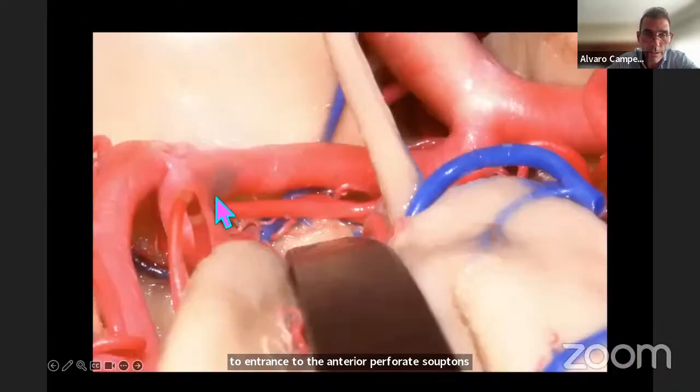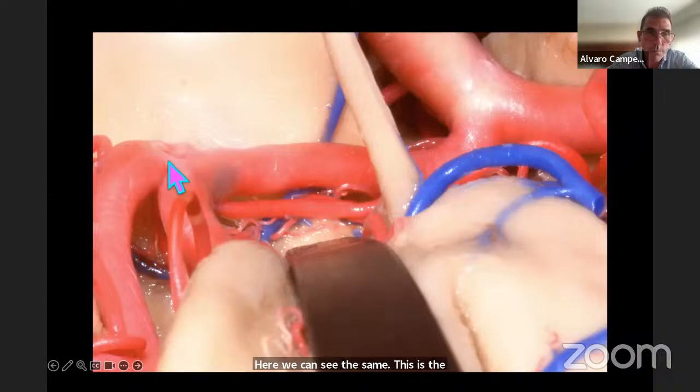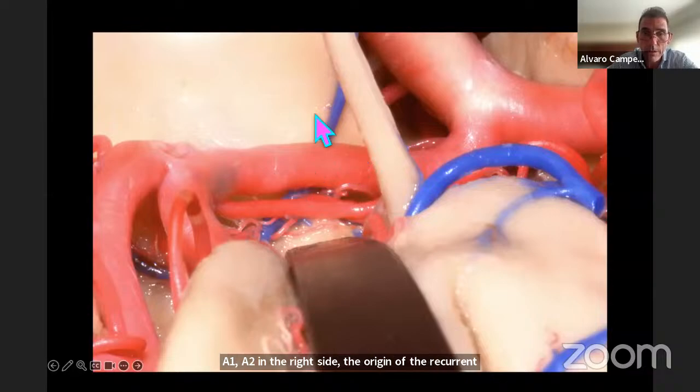Here we can see the same. This is another view, ACom, A1, A2 on the right side. The origin of the recurrent artery is very close to the A1. So imagine putting a temporary clip here; we have to separate the artery in order to avoid damaging this artery.